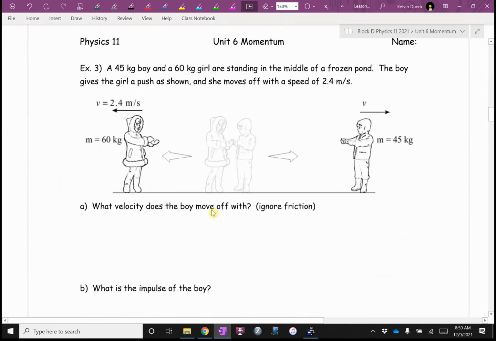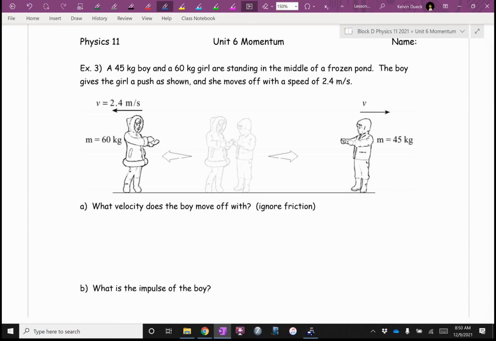Example 3. You may have tried this on an ice skating rink. A boy and a girl are standing in the middle of a frozen pond. They're going to put their hands together and push off of each other as hard as they can and go backwards. First of all, forces come in pairs, so each one will experience the same force. With what velocity will the boy move off? I'm going to argue that this is technically an explosion. It's a slow explosion, but this is a job for conservation of momentum.